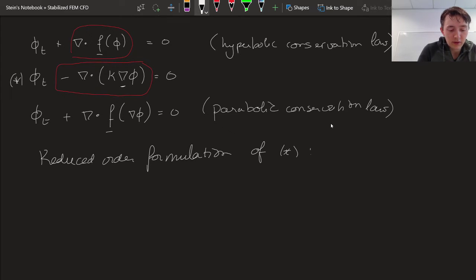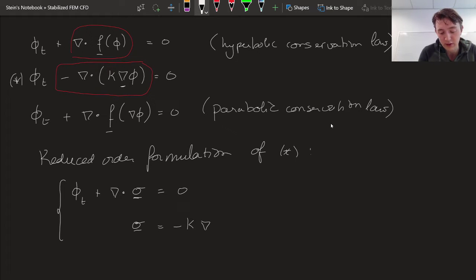The way that we would do this is we write our second order partial differential equation as a combination of two first order partial differential equations, where I have first my conservation law, and I'm now going to introduce a new variable which I'm calling sigma, and that's going to be equal to 0. And in order to do this, I would have to write the definition of sigma, and sigma is going to be defined as the diffusive flux minus kappa times the gradient of phi.